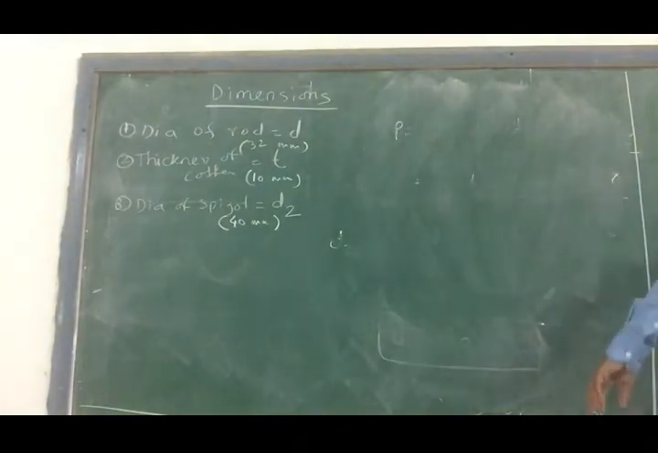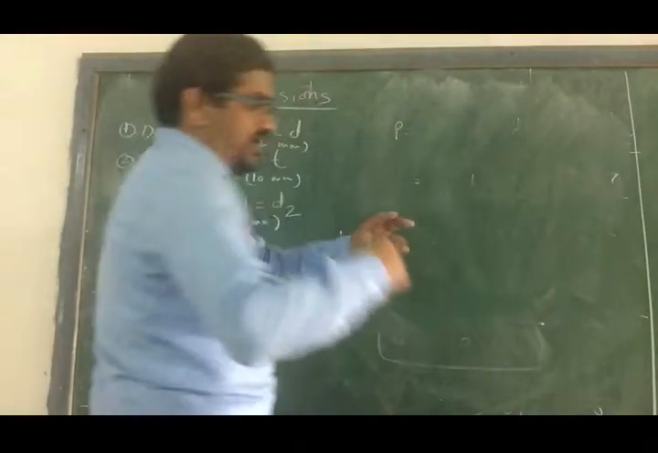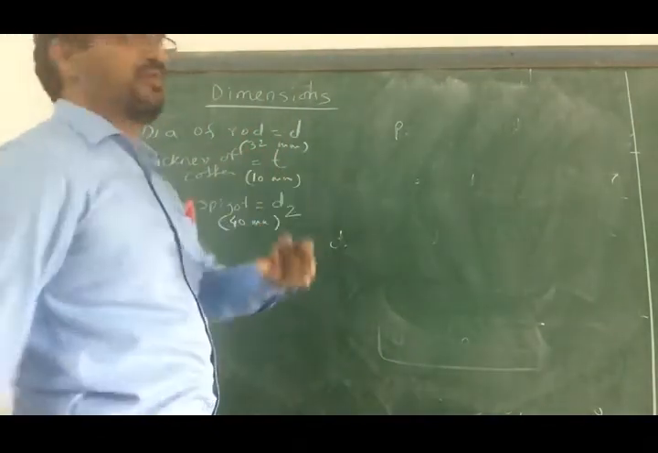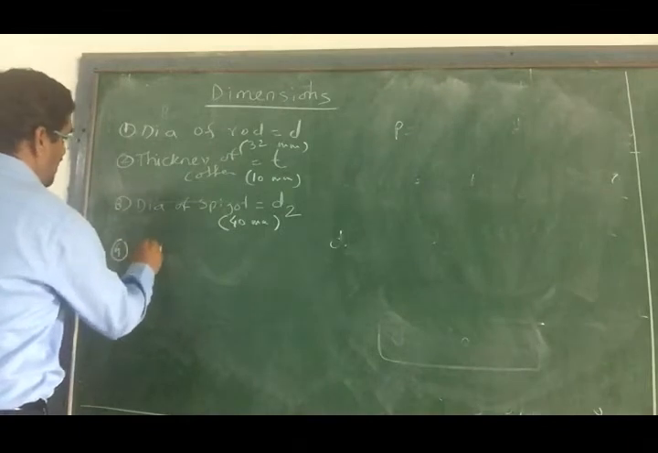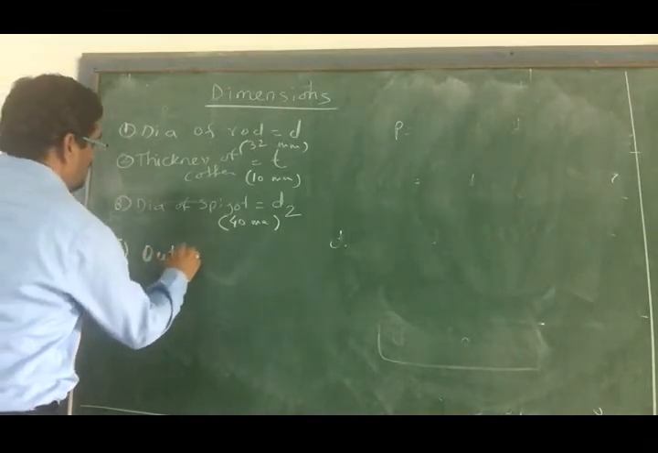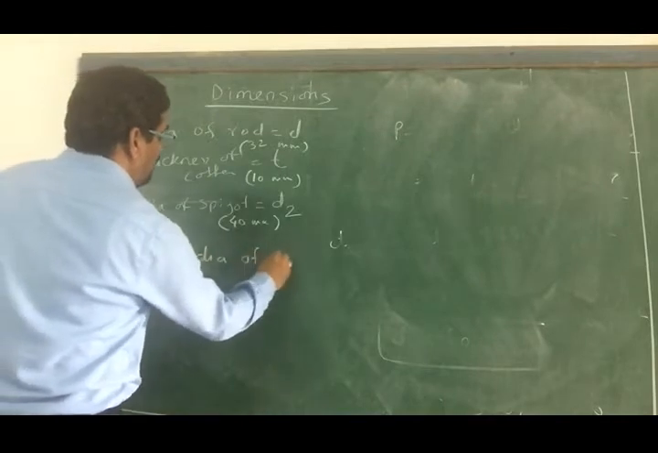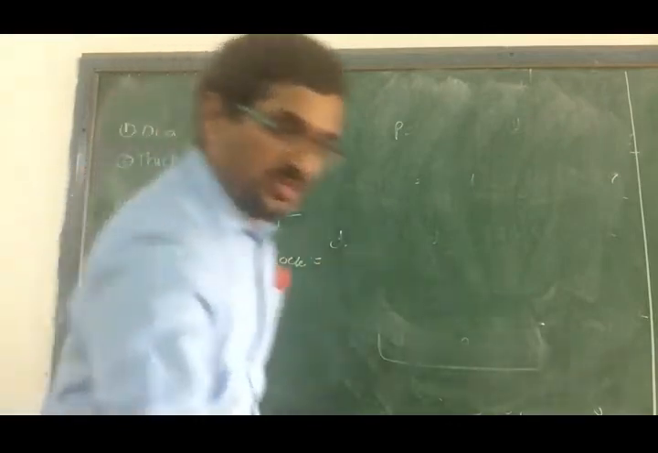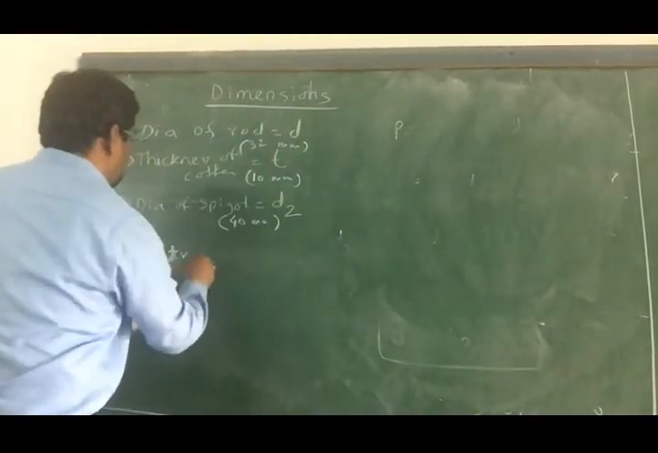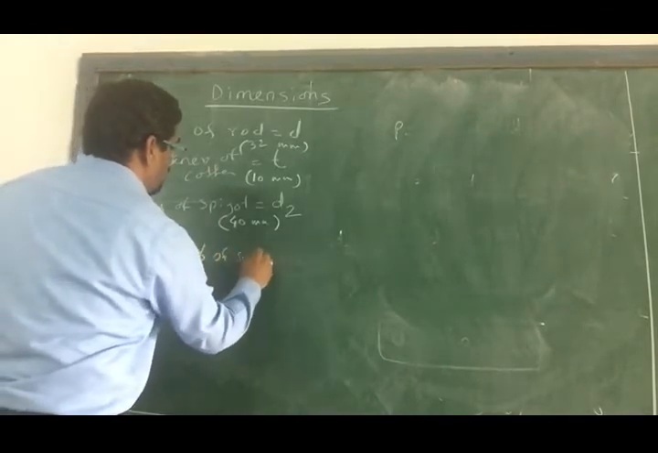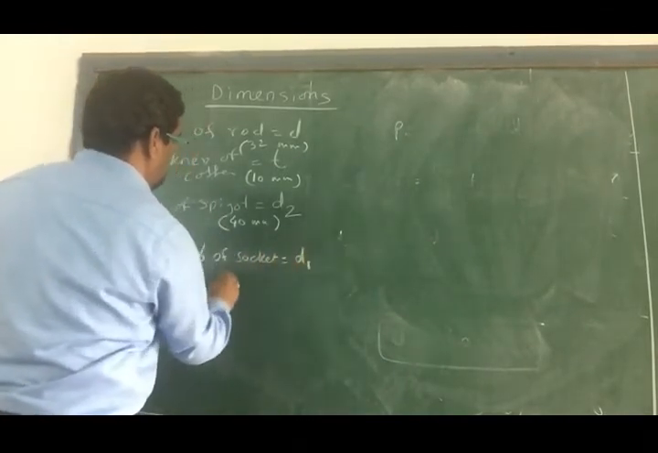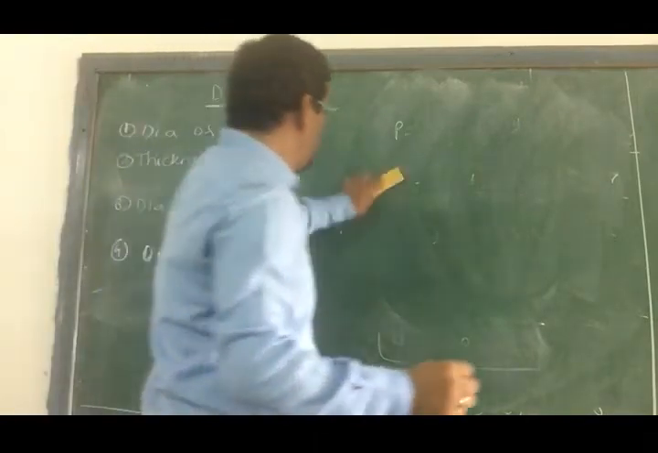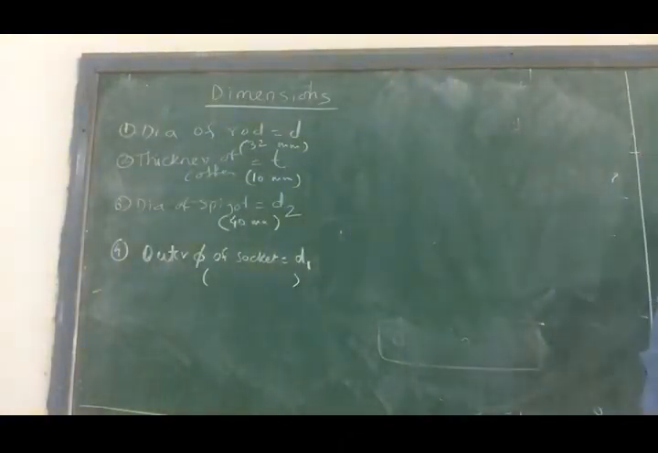Now let's go to the next. What is the next thing? It is basically the outer diameter of the socket, that is D1. For the socket, D2 is the inner diameter. Now we will try to find out the outer diameter of the socket, which is D1. Let me just write it here. Outer diameter of socket, which is D1. We will see whatever value we get. Now we use this for the calculation.